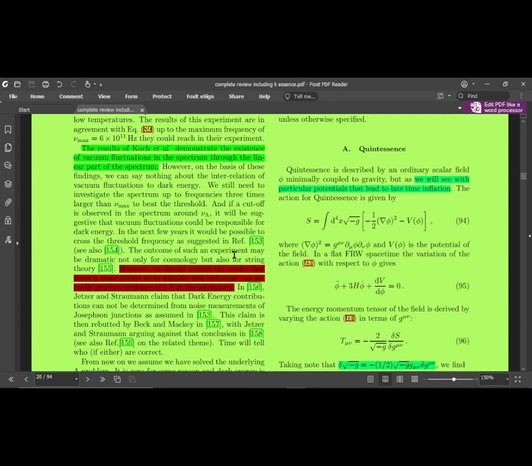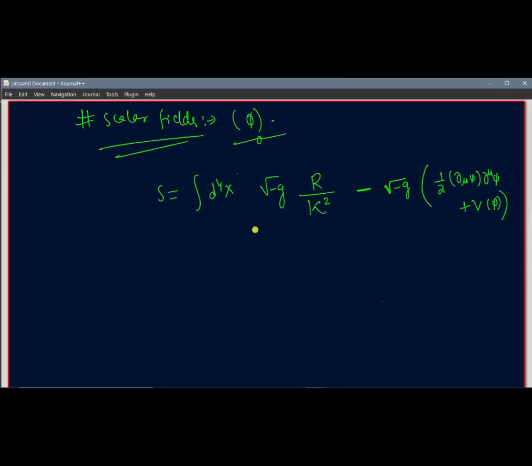Therefore, what kind of shape this scalar field should take, or what kind of mathematics it will give us? For that purpose, we are invoking quintessence, a scalar field which is minimally coupled with gravity. What is the meaning of minimally coupled? It means that we are writing some action of this quintessence like this.